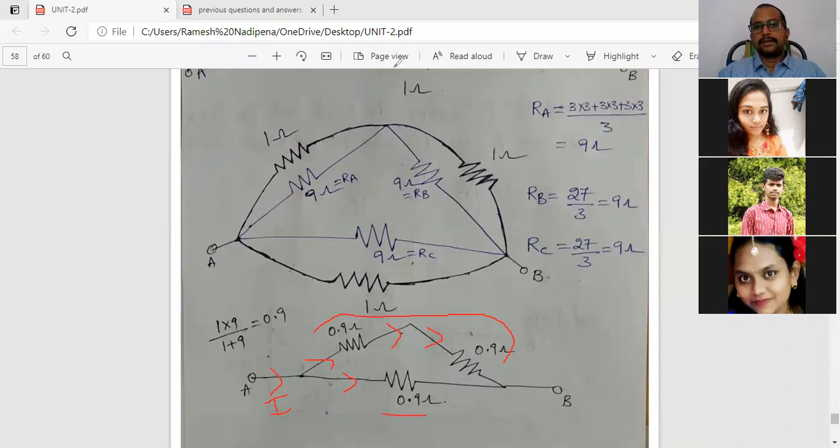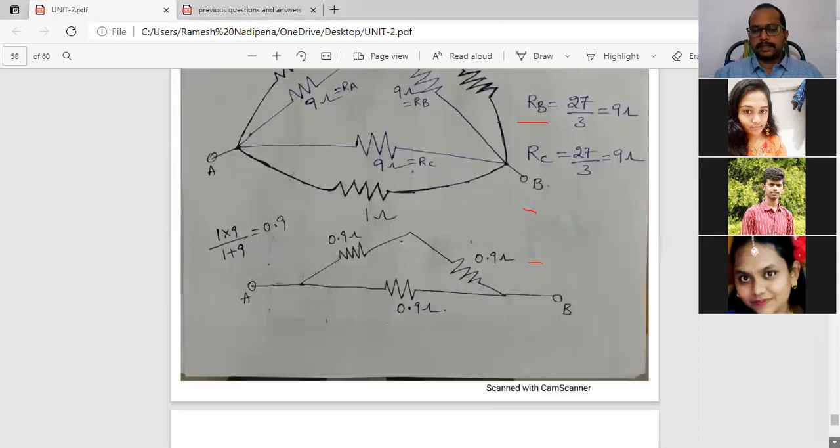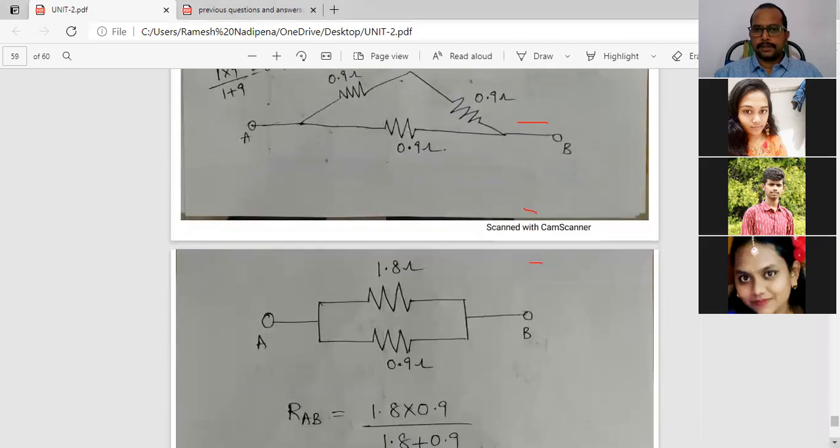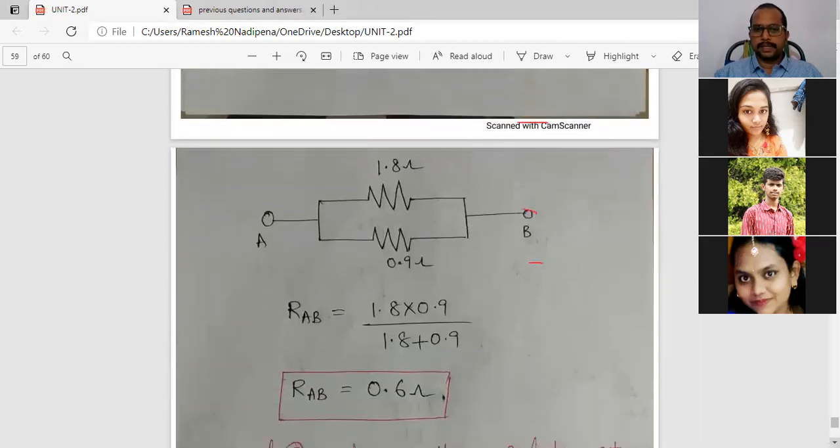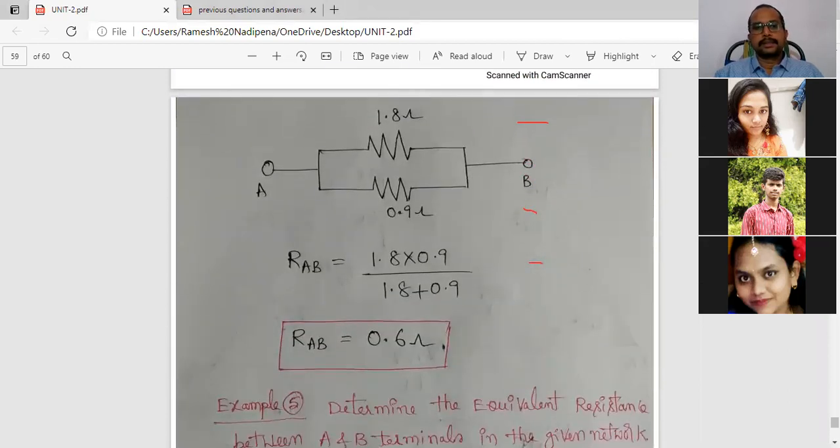All of you please draw the circuit diagram. So the final step: 0.9 is in series with 0.9, that is 1.8. 1.8 is in parallel with 0.9. So this is the final answer. Here, 1.8 ohms is connected in parallel with 0.9 ohms. So these two are connected in parallel.